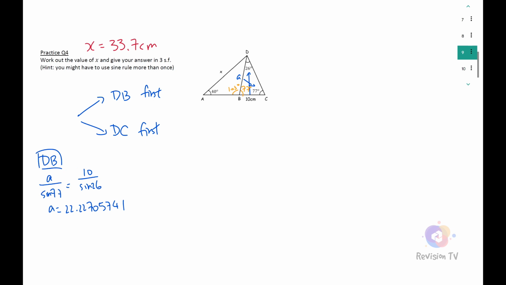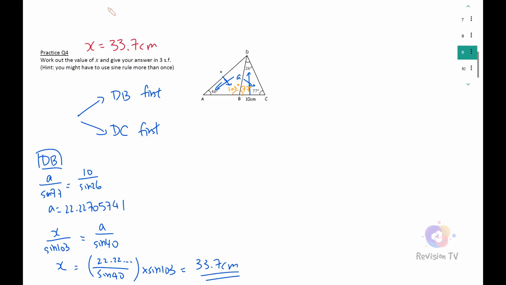So we've got that. Then what we can do now is use the sine rule again within this triangle. x is unknown, so x over sine 103 equals A over sine 40. We know A is 22.22. So x equals 22.22 over sine 40, times sine 103 degrees. Put that all in a calculator, you'll get 33.7 centimeters.